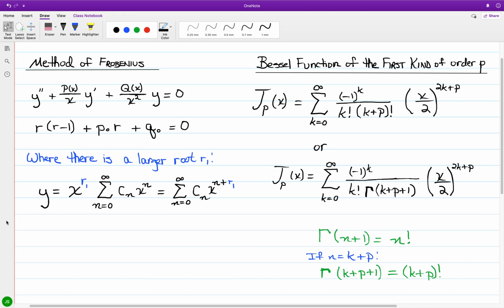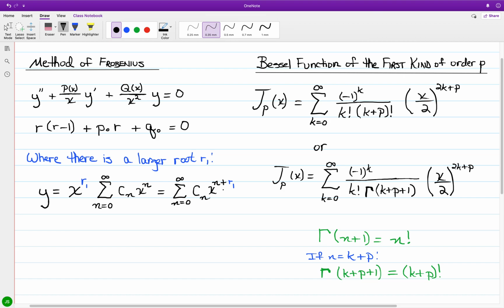Now, when we looked at series for the first go around, we had y is equal to the summation as n goes from 0 to infinity of c of n times x to the n. And where there is a larger root from the method of Frobenius, where we had the larger root designated as r1, we're going to multiply this summation by x to the r1. So putting together, we have y is equal to the summation as n goes from 0 to infinity, c of n times x to the n plus r1.